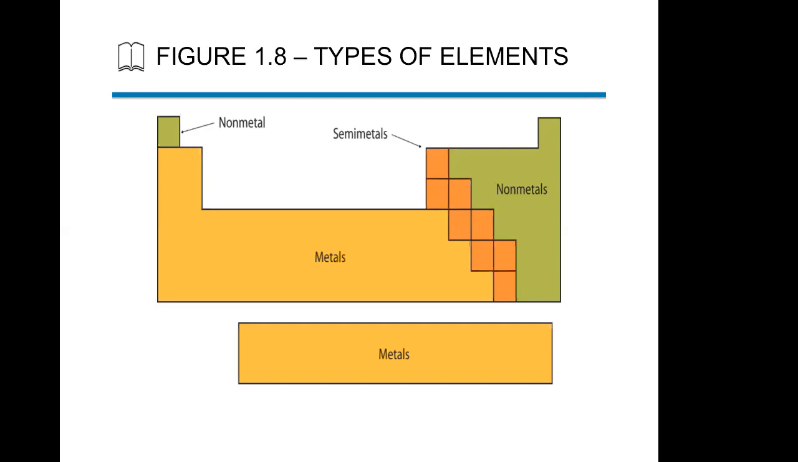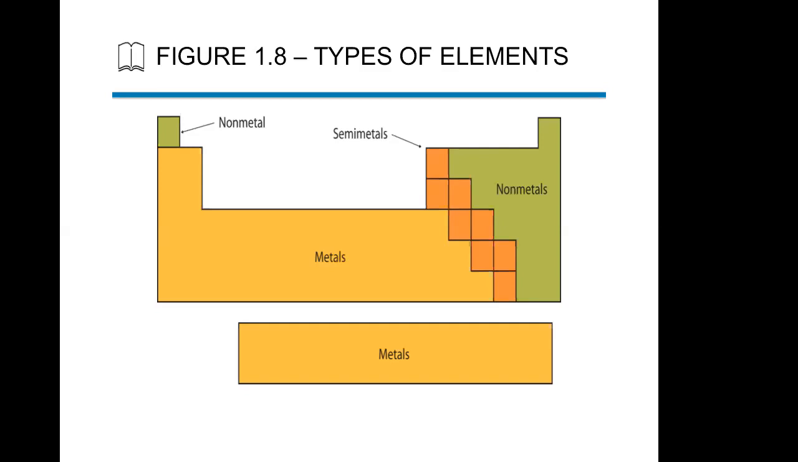And then the vast majority of the periodic table you can see are metals. So it's the whole middle section, that chunk at the bottom are all metals. The left-hand side, with the exception of hydrogen, all of those are metals. And then even a little bit on the lower part of the right-hand side.